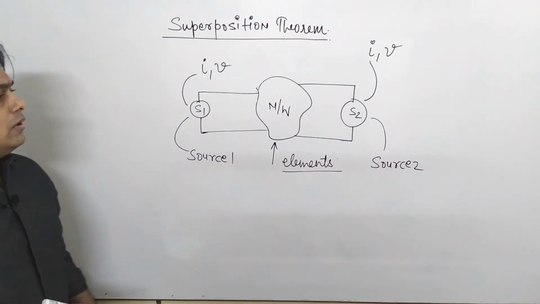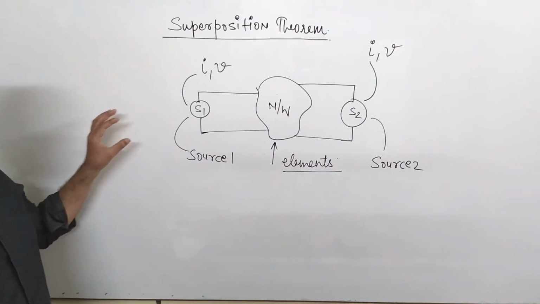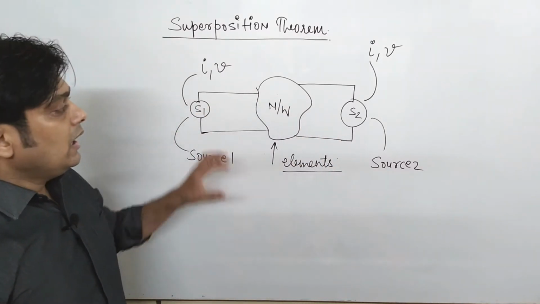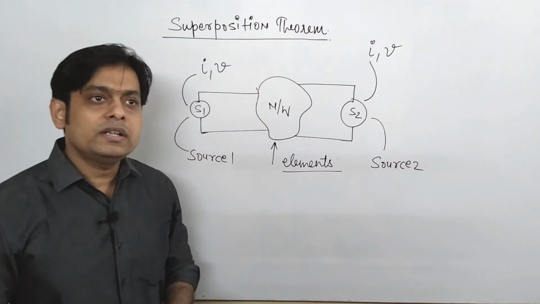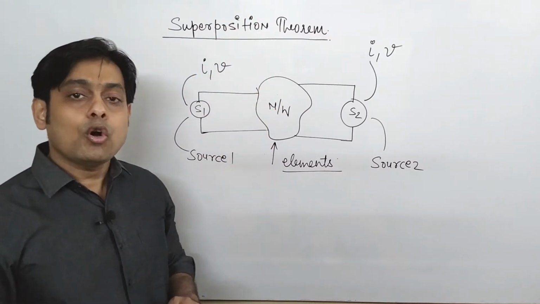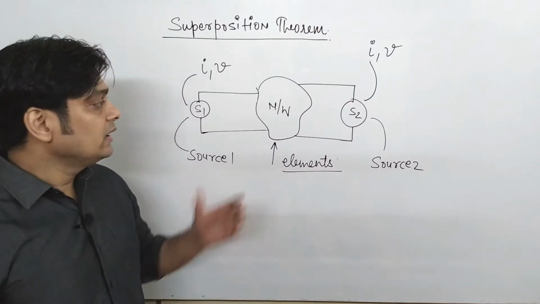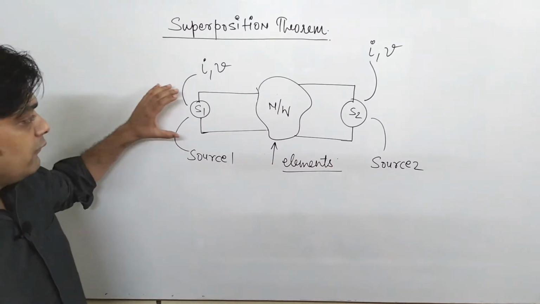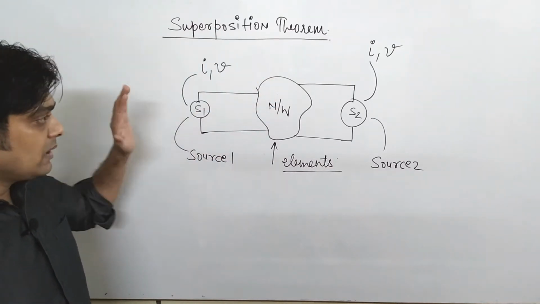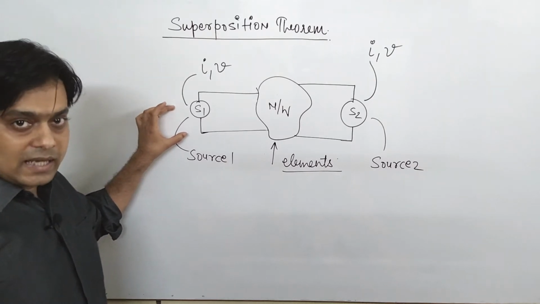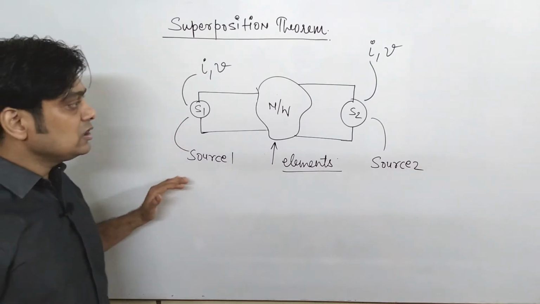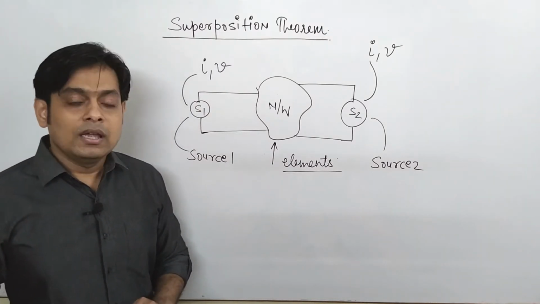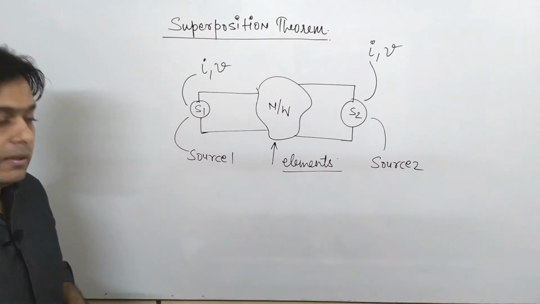So what the superposition theorem states is that if there are a number of sources present in the network and you have to find any voltage across an element or the current through an element in this network, you find the voltage or current one by one by considering one source at a time, and finally at the end you add all the values to get the final value of voltage across the element or current through the element.